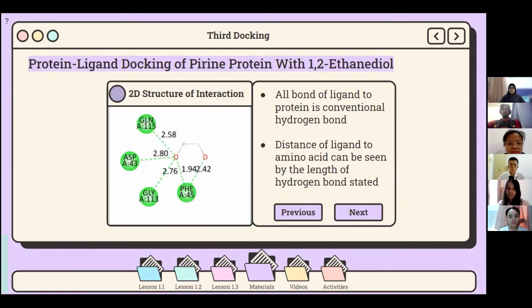After autodocking, the structures are further analyzed in Discovery Studio to further comprehend the ligand protein structure. Firstly, the structure is analyzed in 2D form, where we can observe the binding of amino acid with the ligand. In this case, the bond of amino acid and ligand is in the form of conventional hydrogen bond. As you can see, there are also indications of the length of the hydrogen bond to prove the distance of bond between ligand and amino acid.